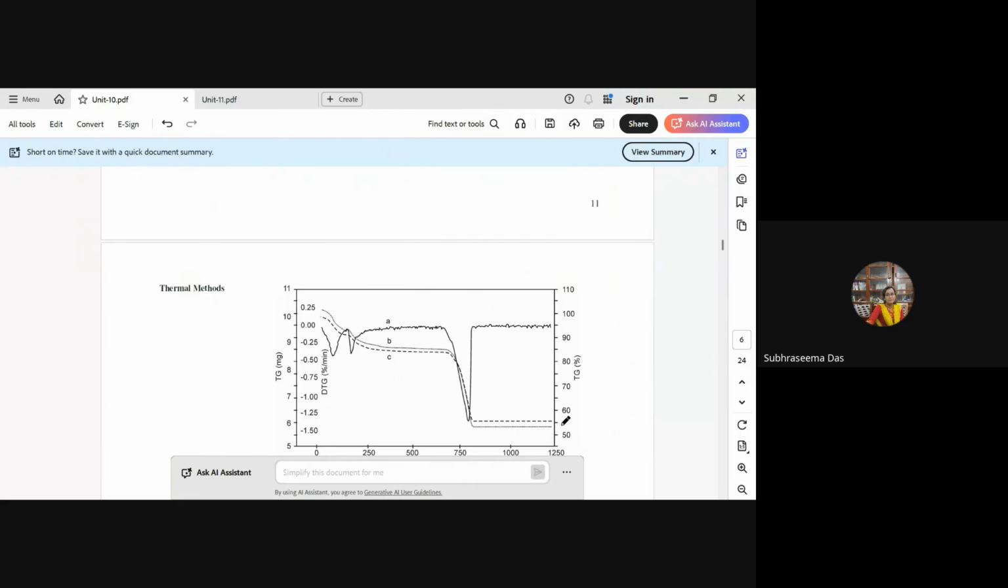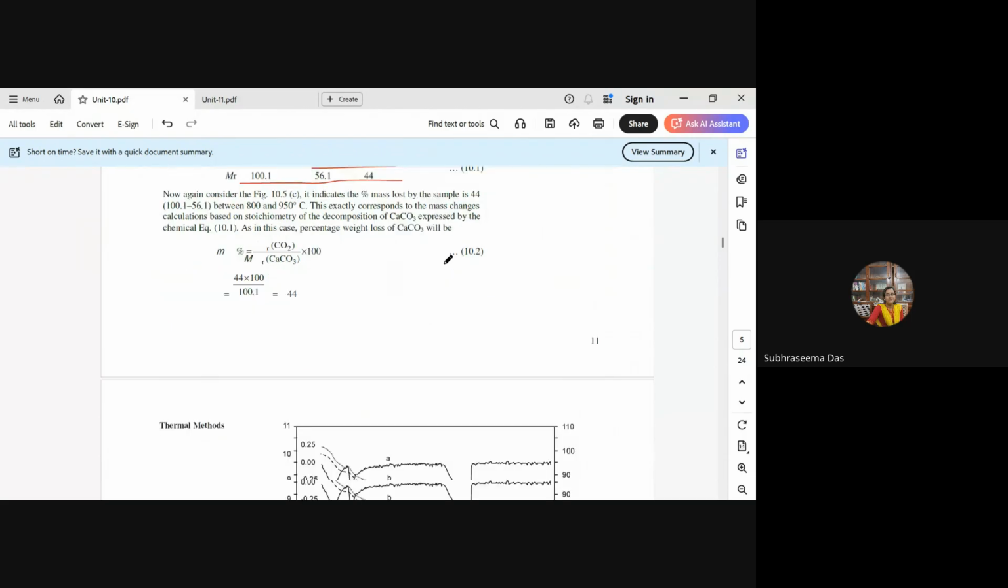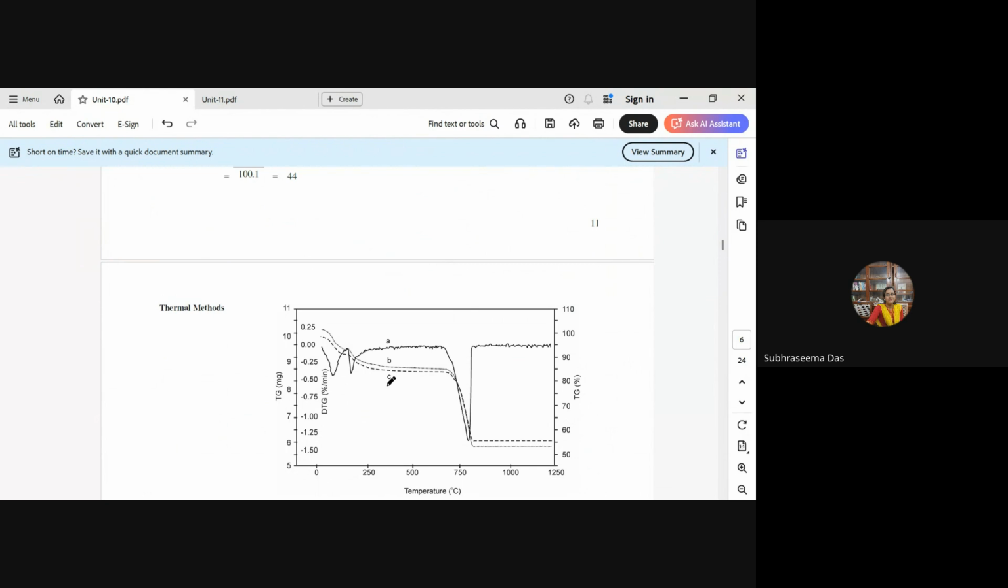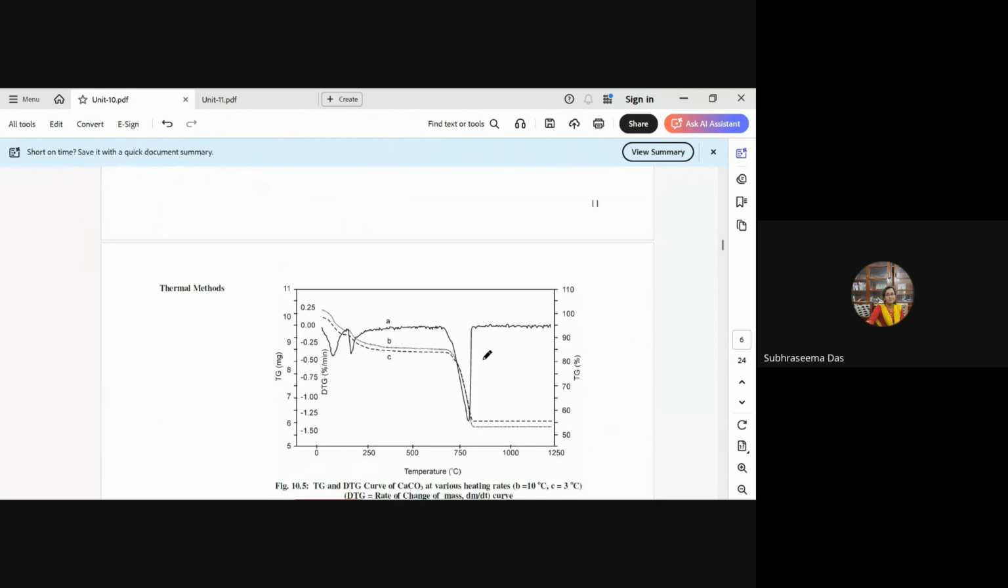Here, if we look into this curve, we see that between 850 and 950 degrees centigrade, calcium carbonate breaks down to form calcium oxide and carbon dioxide. We know this is the chemical reaction that involves the breakdown of CaCO3 to calcium oxide and carbon dioxide. If we look into figure 10.5c, it indicates the percentage of mass lost by the sample between 800 and 950 degrees.